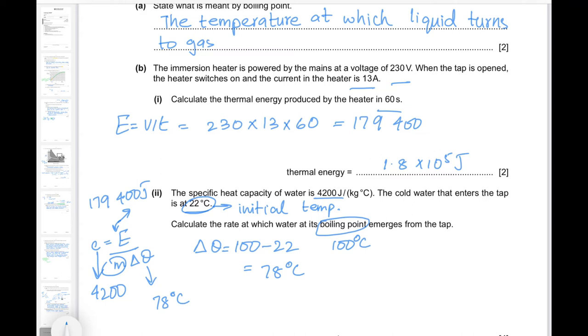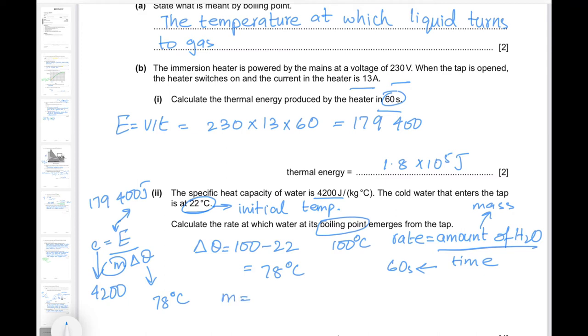Using this, we can find out the mass, but what does that have to do with calculating the rate at which water emerges from the tap? The rate at which water emerges from the tap would be equal to the amount of emerging water from the tap divided by the time taken for the water to emerge. The amount of water could be the mass, and since we'll be finding out the mass of water which is heated during 60 seconds, that means the time taken would be 60 seconds.